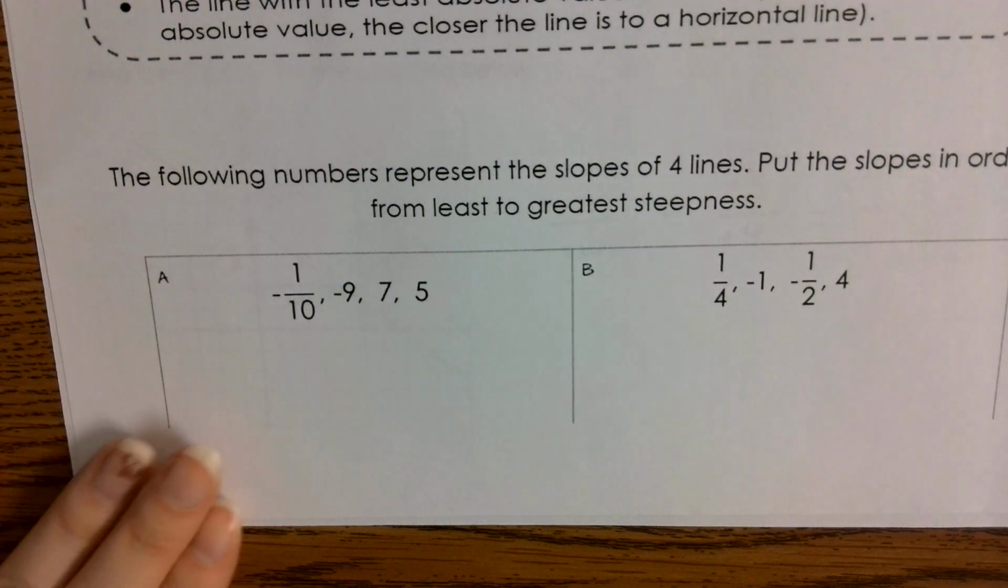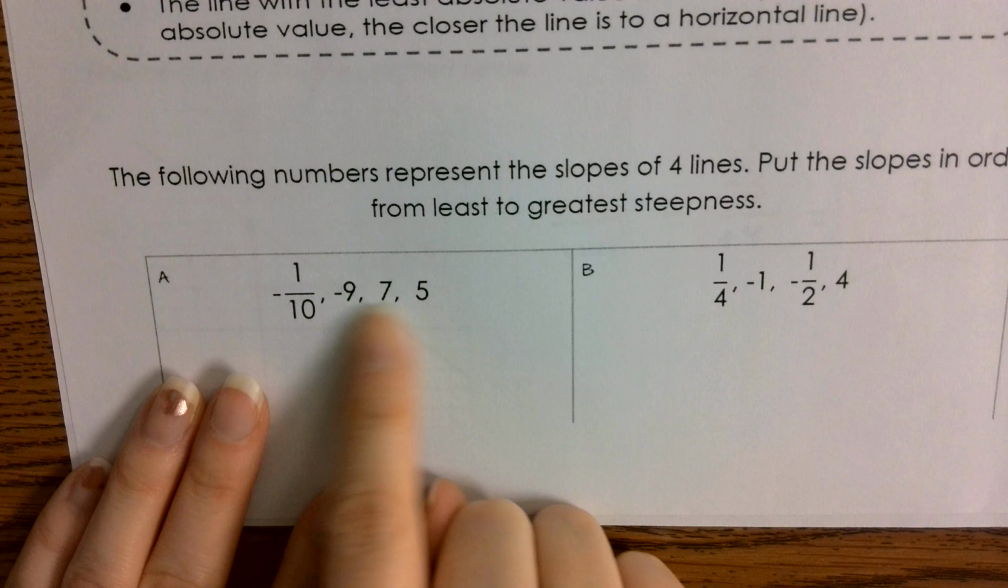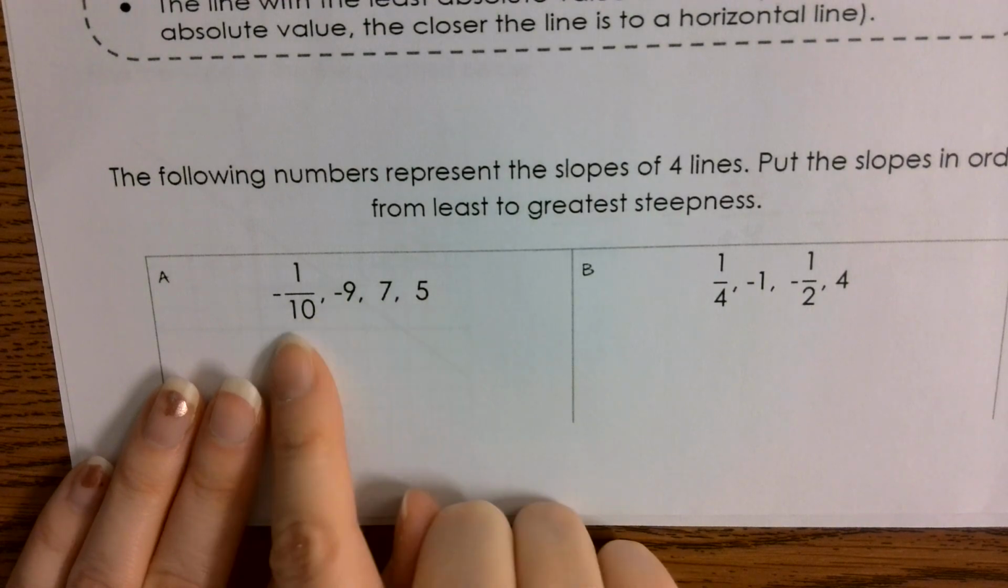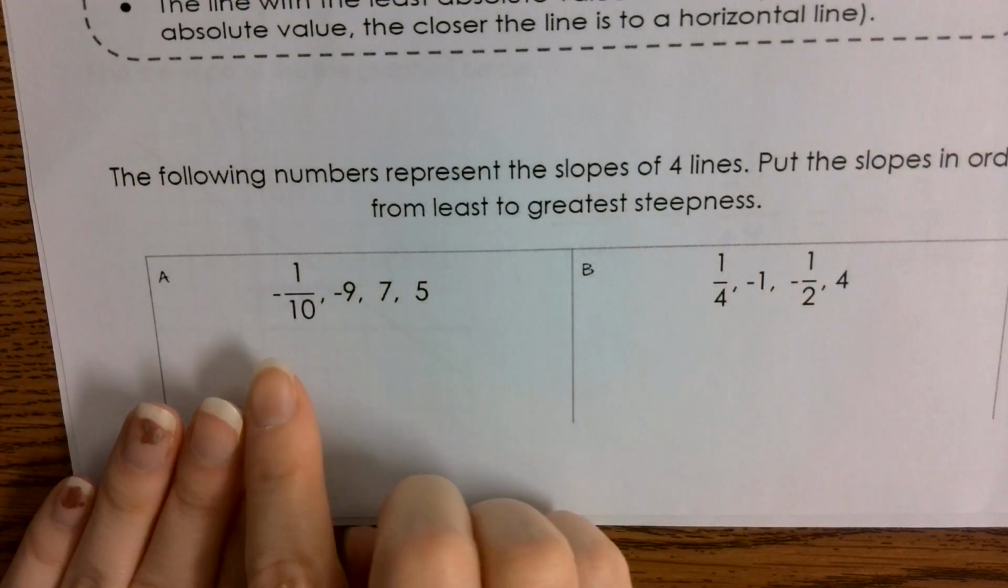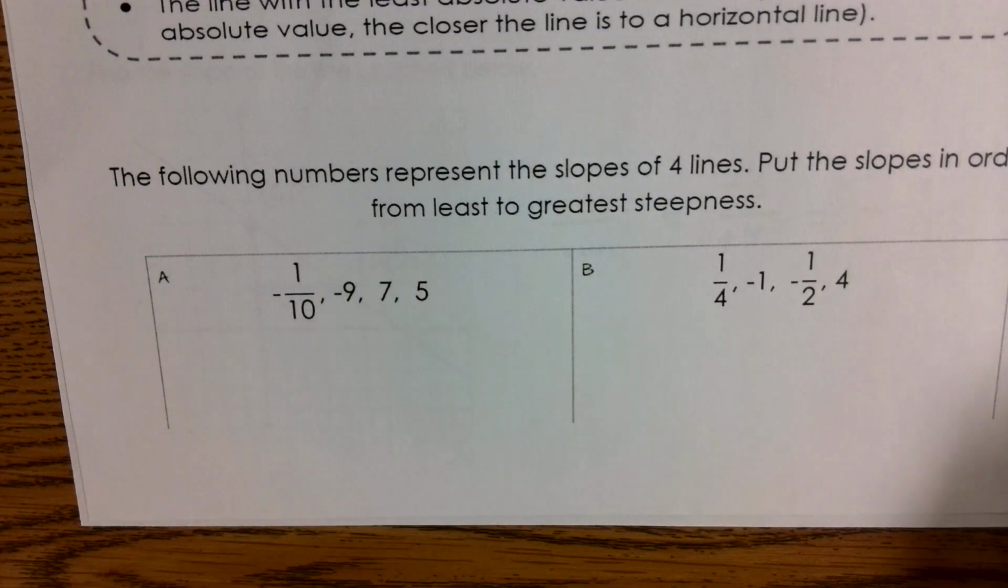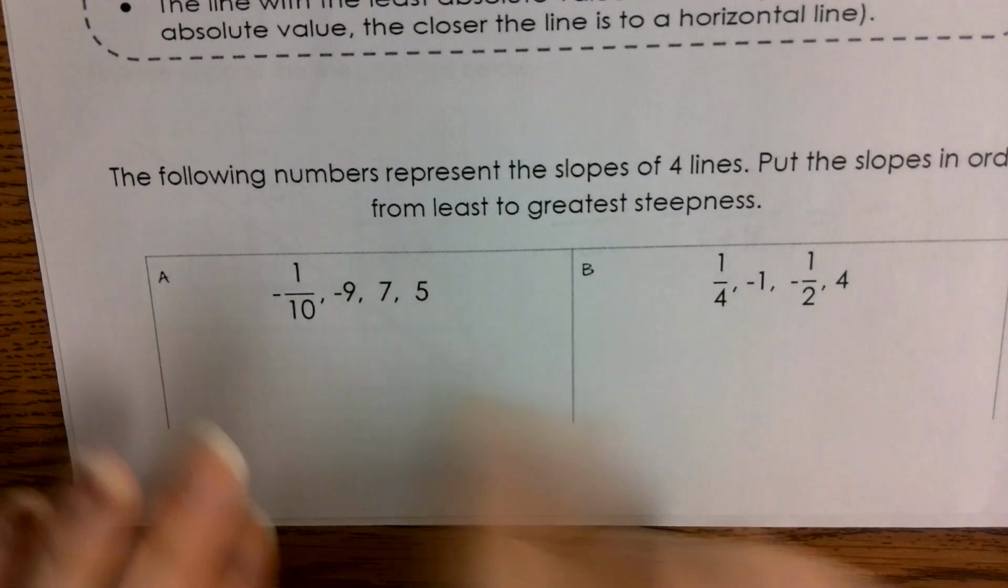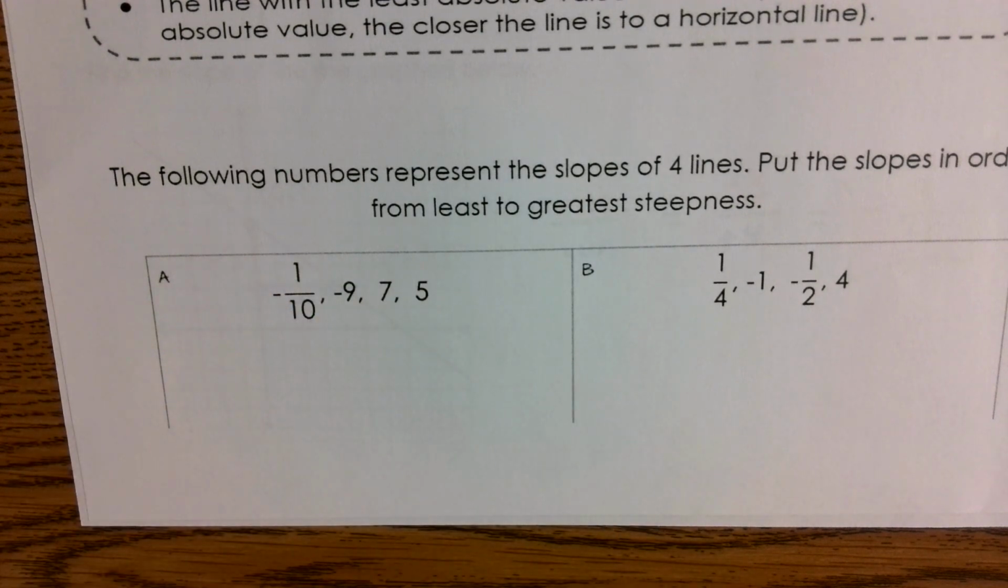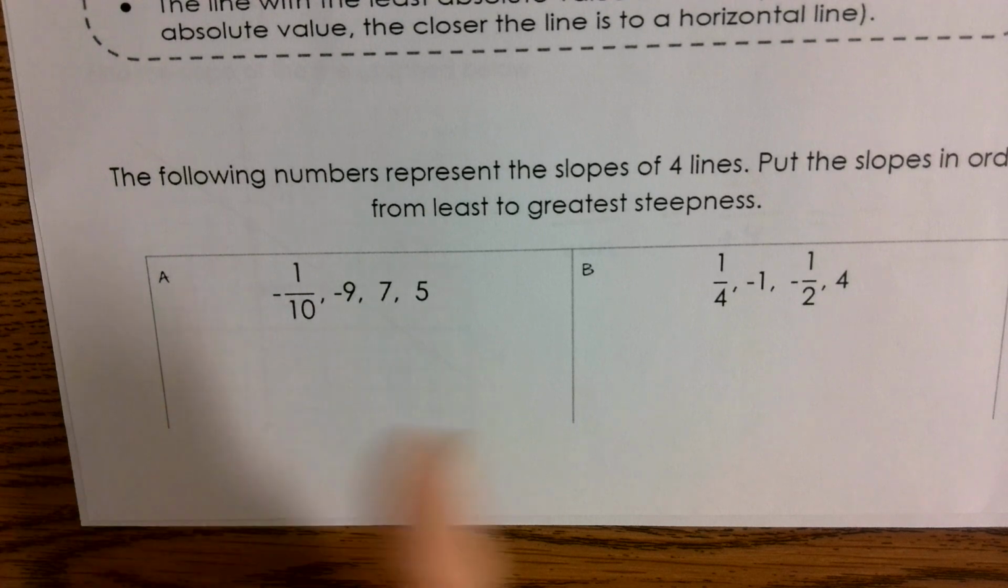All right, taking a look. So ignoring the signs, ignore the signs. We're not going to focus on the fact that it's negative or positive. We're ignoring the signs completely. Camille, turn around. We're ignoring the signs completely, and we're focusing on putting them in order from least steep to most steep.